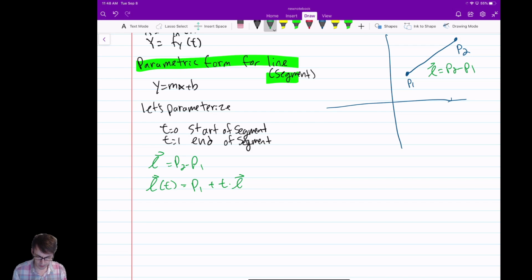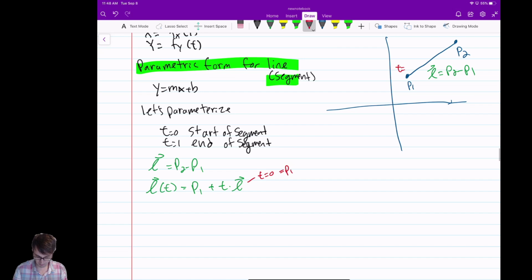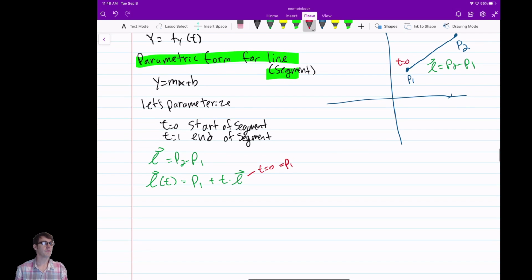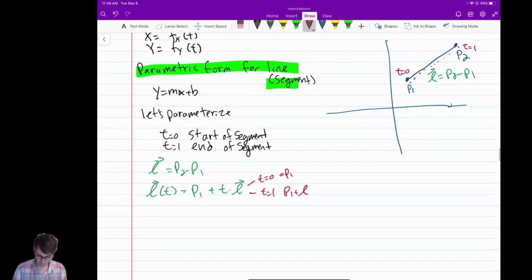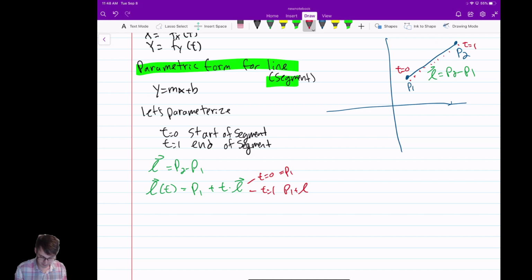Okay? So I'm going to start at P1. If t is 0, then L goes away, then we just have P1, which is what we want. We want t of 0 to be here. If t is 1, then what we get is P1 plus L. Well, P1 plus L is P2. Perfect. So we want t of 1 right there. So that's basically it. We've parameterized our line.